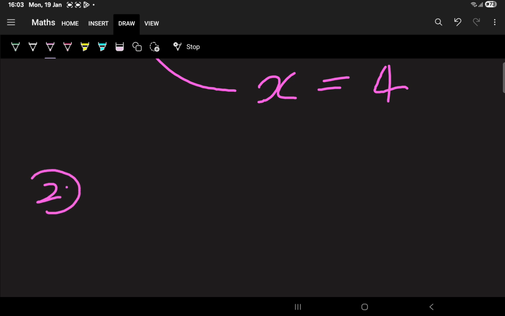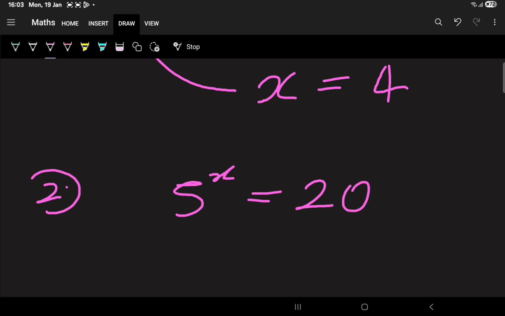Now, tip number 2. What if you don't have it in a way you can write it in the same base? Take for instance 5 to the power of x is equal to 20.